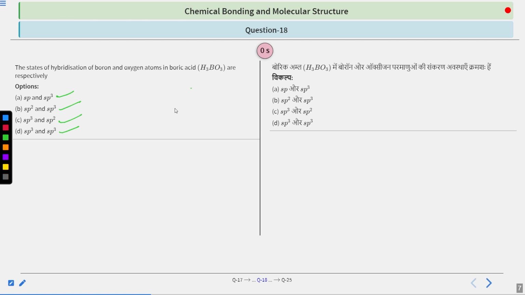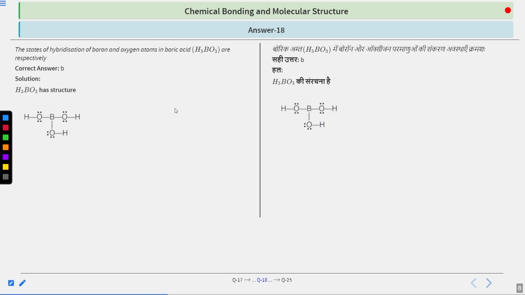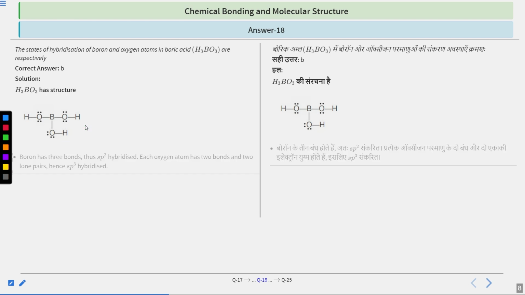Okay, now let us see what the solution is. First of all, we have to find the state of hybridization in H3BO3 of boron and oxygen both. So the correct option is B. First of all, this is the structure of H3BO3. Now boron has how many bonds? Let us count: 1, 2, 3. So it is sp2 hybridized.